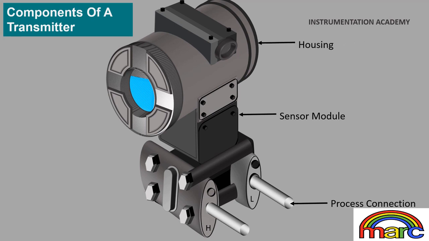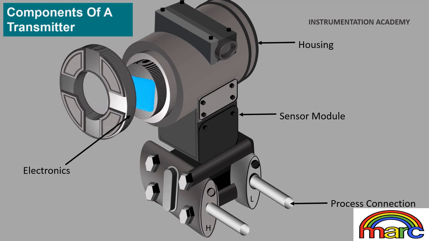Housing. The housing is what protects the electronics of a pressure transmitter. Housings can come in various materials depending on the application. The transmitter housing can be intrinsically safe and explosion-proof to protect the electronics from hazardous environments. It also provides terminations for communication wiring in the field.